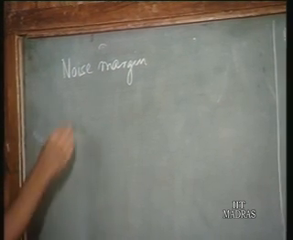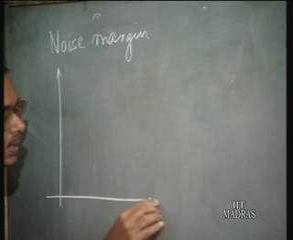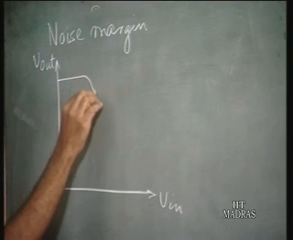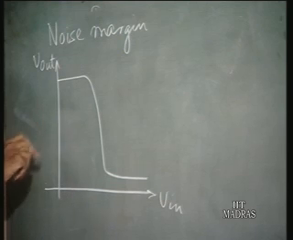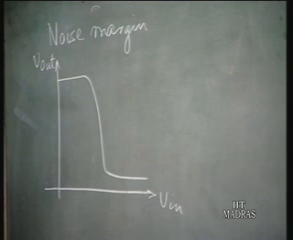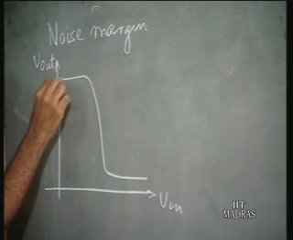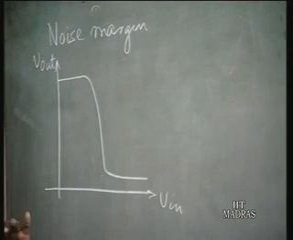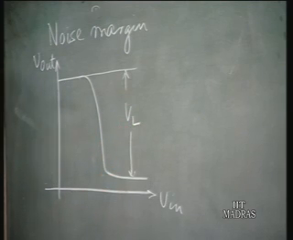Now, you have seen the characteristic of an inverter. We shall take up again the characteristic of an inverter. If this is the input voltage and this is the output voltage, it is something like this. When the input is low, the output is high. When the input is high, the output is low. This is known as the logic swing. The difference between the output high and the output low is the logic swing VL, which we have already discussed.